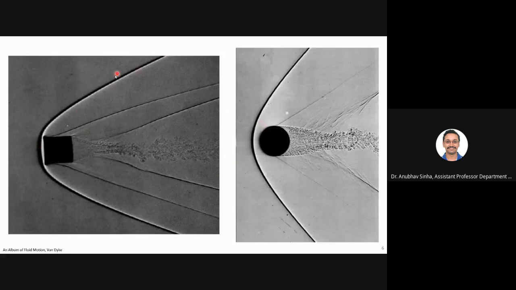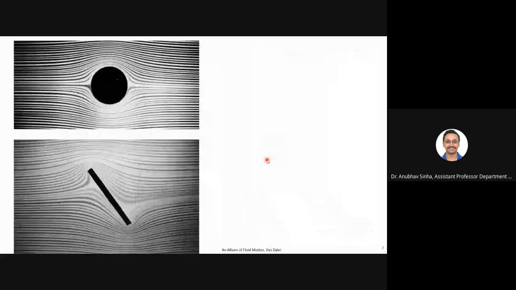These are Schlieren images. This visualization is done based on density gradients, so you also know that there is some change in density happening here. Okay, now let us look at the streamlines. Earlier we just looked at the schematics. Now this is the streamline.